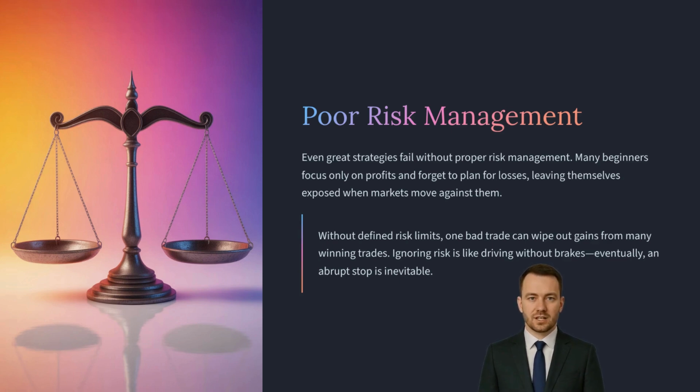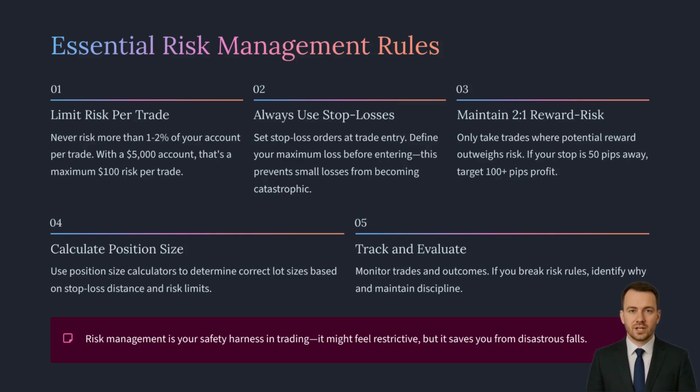Ignoring risk is like driving a car without brakes. Eventually, an abrupt stop is inevitable. How to avoid it? Never risk more than 1 to 2% per trade. A cardinal rule is to limit the risk on each trade to a small percentage of your account, often 2% or less. This ensures that even a string of losses won't destroy your account. For example, with a $5,000 account, 2% risk means a maximum of $100 risk per trade. Sticking to this rule forces you to size positions appropriately.